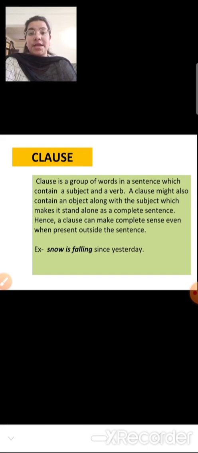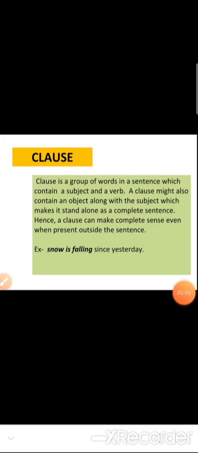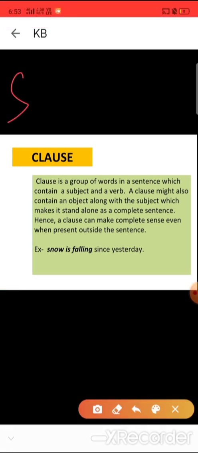Like if I say, Sarah smiled. Sarah is the subject, smiled is the verb. So here it has a subject-verb combination, and the subject-verb combination is a complete sentence in itself. Let's take some more examples. First I gave the example Sarah smiled.